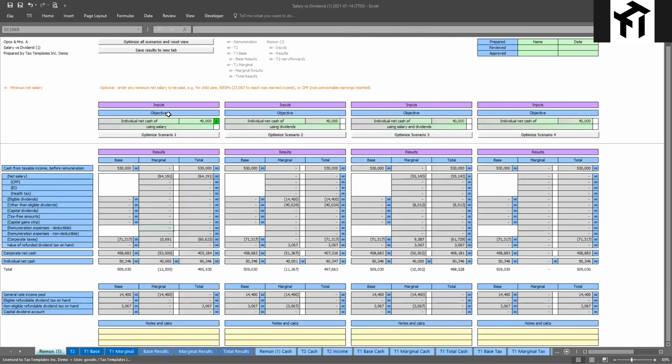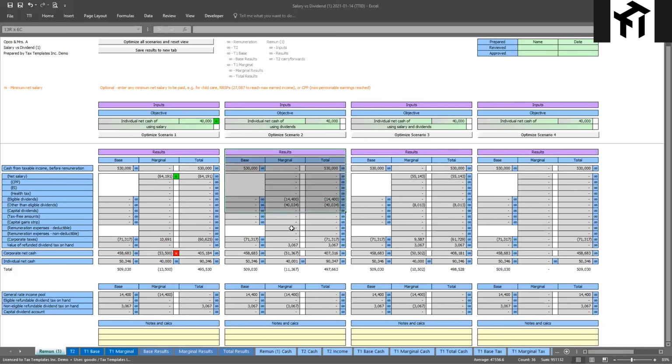All right, so in the first scenario here, we're looking at just salaries. And in this case, we're going to need to pay our client $64,191 in salaries. And that's going to net the client the $40,000 target cash that we're looking for. And to reach that $40,000 target, we're going to use $53,500 in corporate cash. So when I mentioned at the beginning, we're looking to target one number and maximize the other. We're targeting 40,000, and we're looking to maximize the corporate cash left behind, which in this case is 405,184.